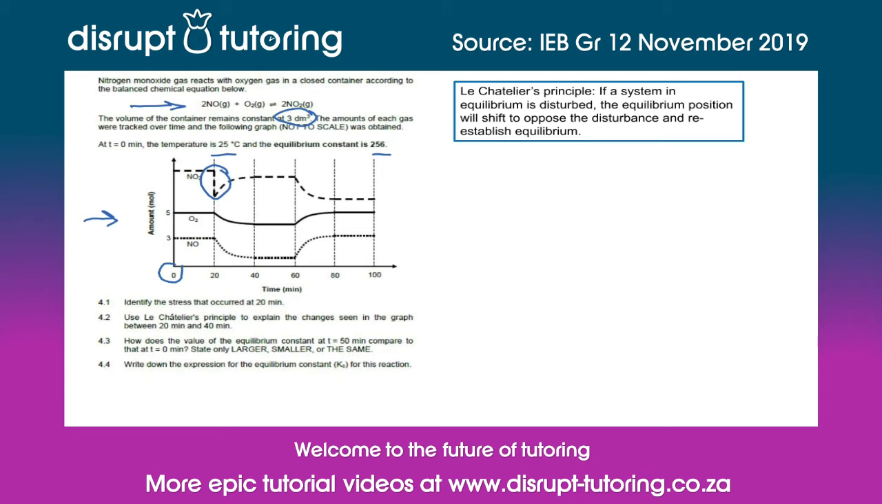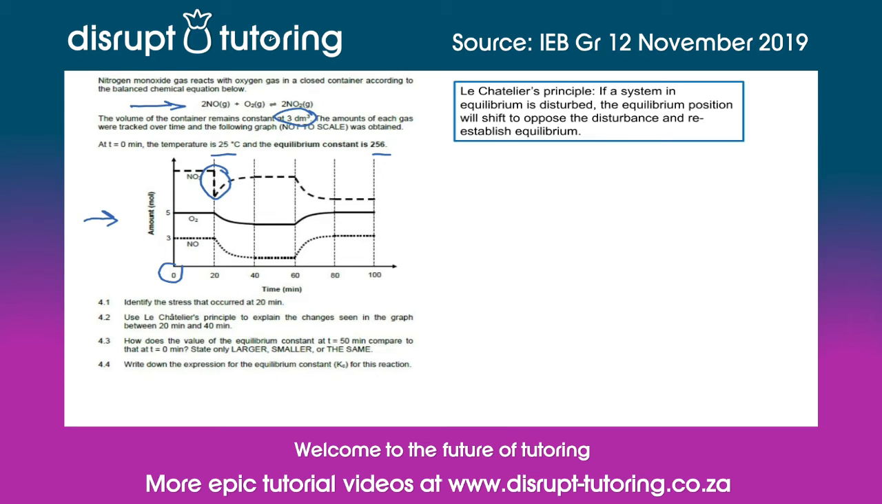So we know that the system was disturbed at 20 minutes in, and the disturbance was the decrease in concentration of the product. According to Le Chatelier's principle, the reaction favored will oppose the disturbance. So if the concentration of the product was decreased, the reaction favored will want to increase the concentration of nitrogen dioxide, and that is the forward reaction. So that's what we see happening over here.